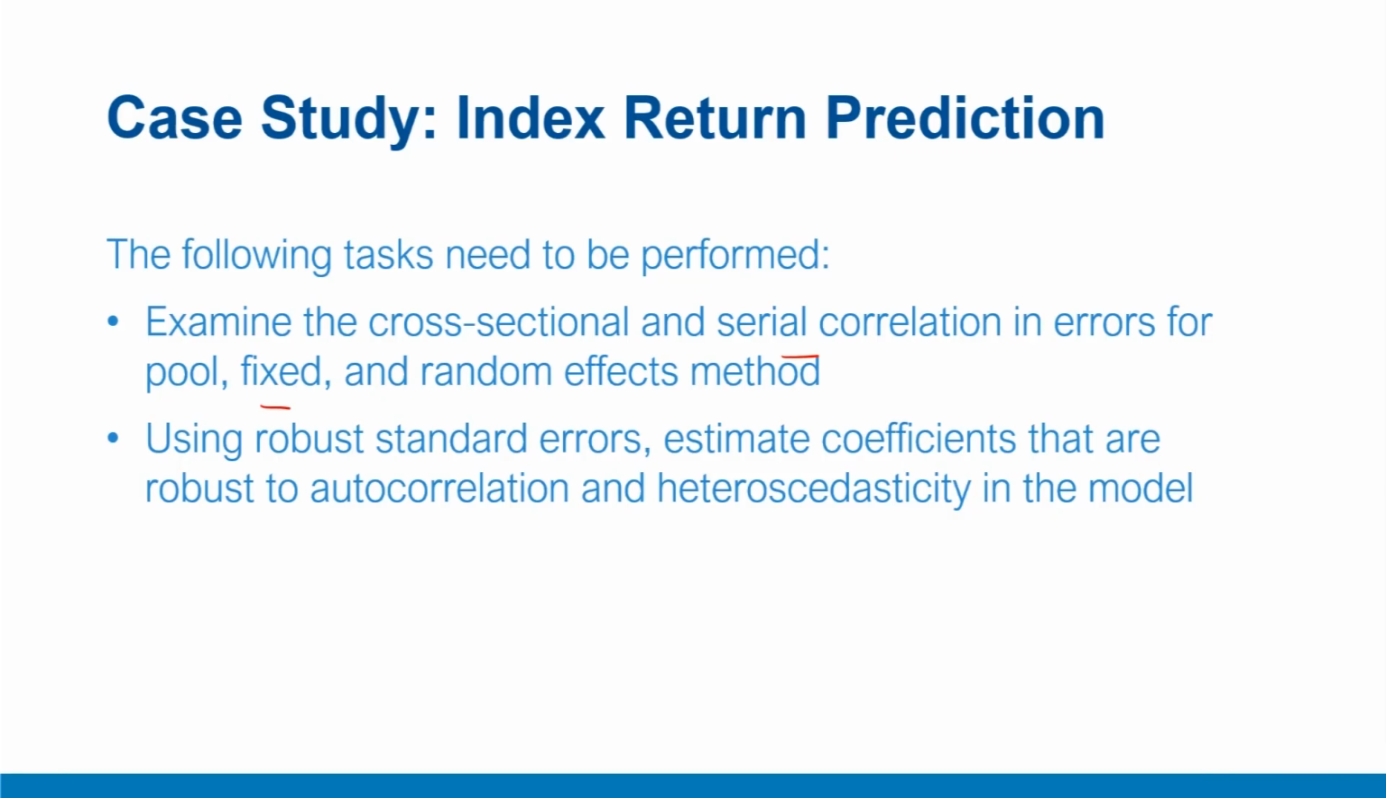We discussed how first we'll visualize the data and see whether panel data methods are appropriate or not. And then empirically, we'll examine different models such as pool, fixed, random effects, and also first differences and see their goodness of fit. We'll examine and perform residual diagnostics, such as cross-sectional and serial correlation errors and heteroscedasticity. And lastly, using robust standard errors, we'll try to perform statistical inference for these models.